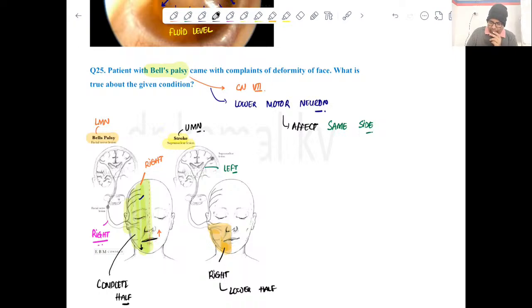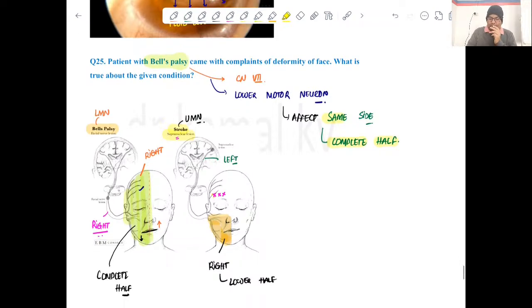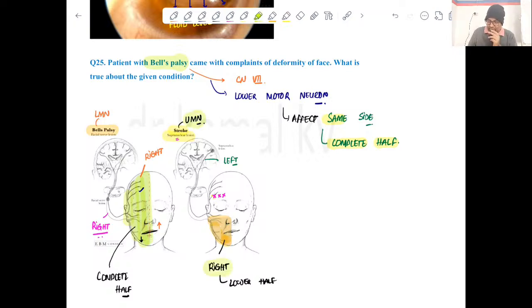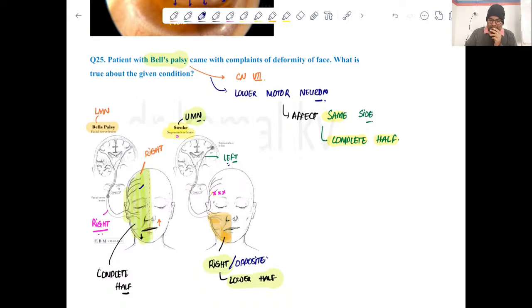And why does the forehead escape here? Because the forehead has bilateral innervation, and therefore it escapes injury in upper motor neuron lesion, that is supranuclear. So for the time being, just remember one thing: lower motor, same side, complete half. Just two keywords: same side, complete half. And in upper motor neuron, opposite side, lower half. If the lesion is on the left side, there will be paralysis of the right side facial nerve. Clear? So this is how you can remember the basic difference.